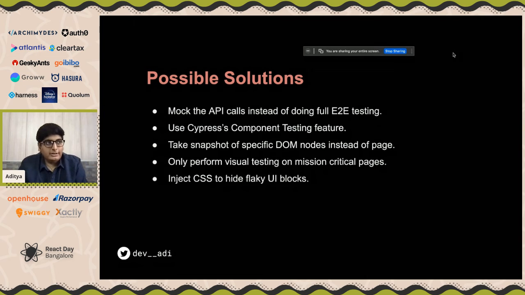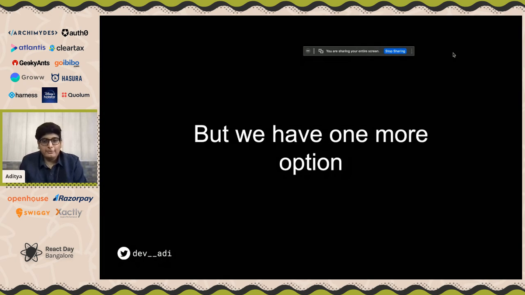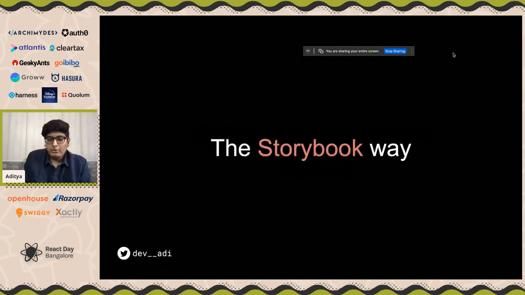And another, as a last resort, you can hide some flaky UI blocks with CSS. These services allow you to inject custom CSS only during the test. So you can hide those. And we have one more option, which I already mentioned: another approach where we snapshot based on component documentation. Currently all services have this integration with Storybook.